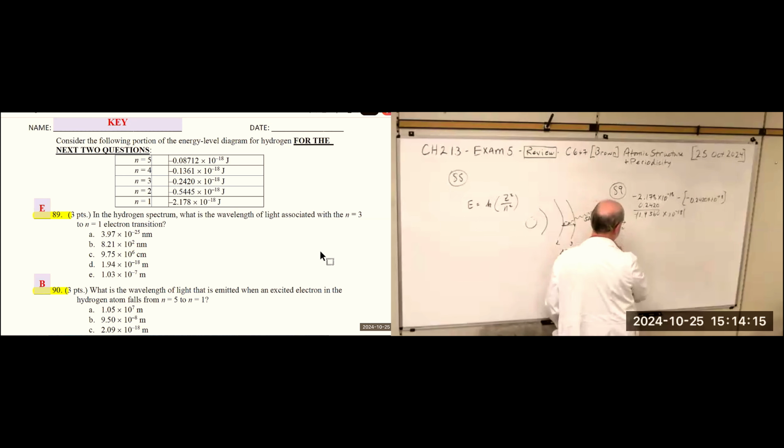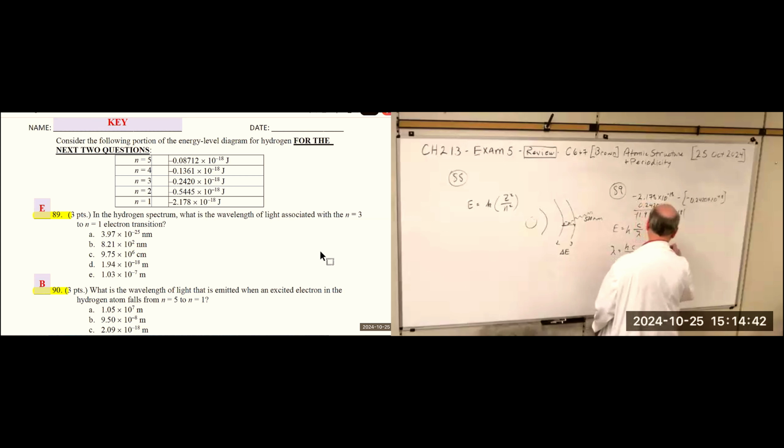So Planck's equation, we're looking for wavelength. So we need speed of light times, excuse me, not speed of light yet. Planck's constant first, then speed of light over wavelength. So if I move the wavelength over here and put the energy over here, now we can solve our equation.